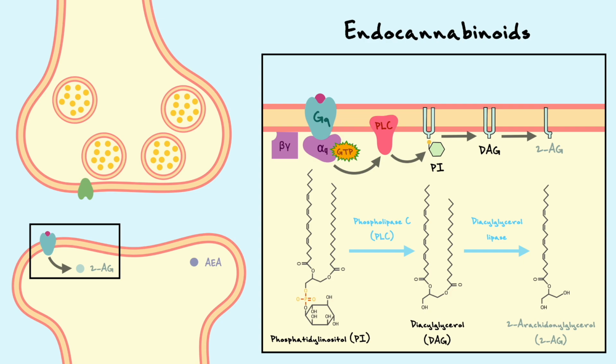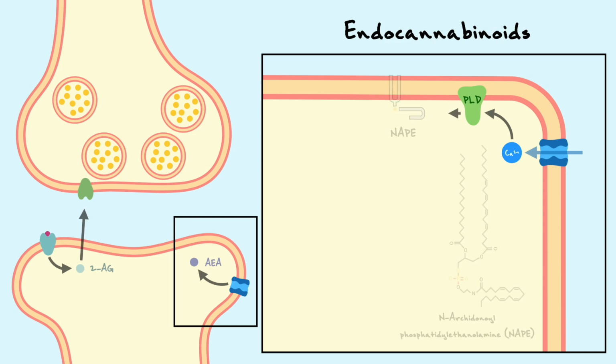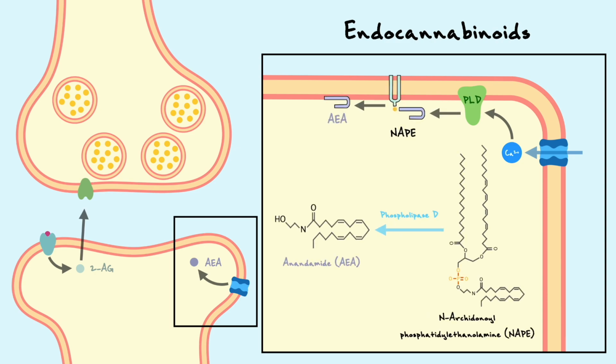The newly made 2-AG can now exit the postsynaptic terminal due to its hydrophobic properties and go bind to its associated receptor. Before we move on to talk about the receptors, let's see how anandamide is synthesized. The synthesis of anandamide is initiated by a rise in intracellular calcium concentration that activates phospholipase D. Active phospholipase D then cleaves a molecule that is abbreviated to NAPE to form anandamide. Here again, when anandamide is made, it is able to leave the cell and go bind to its receptor.